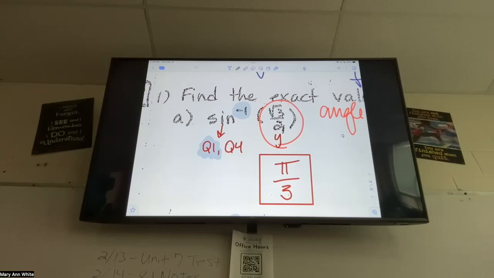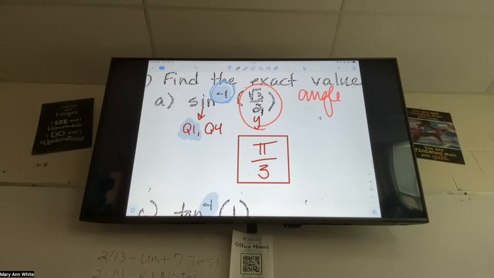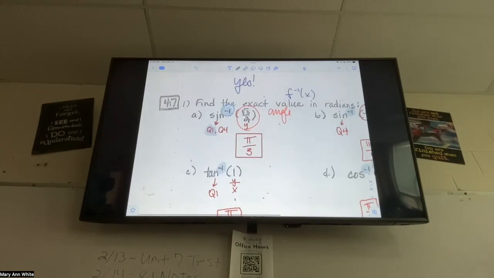That to the negative first power means that it's an inverse. Then I'm going to give you a ratio or a fraction, and your answer is going to be an angle. So in these types of problems, our answer is an angle. Whenever we see sine, cosine, or tangent to the negative first, your answer is an angle. I don't care if it's in radians or degrees unless I specify. So when we practice in a little bit, we'll write them in both.